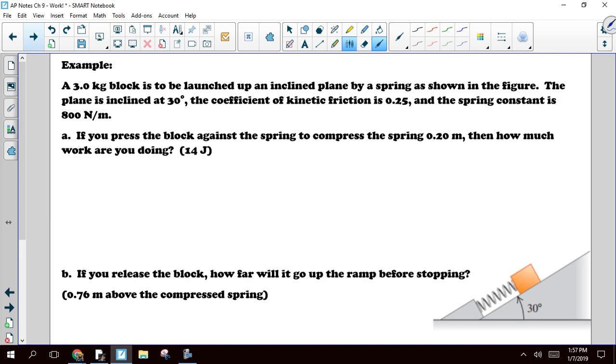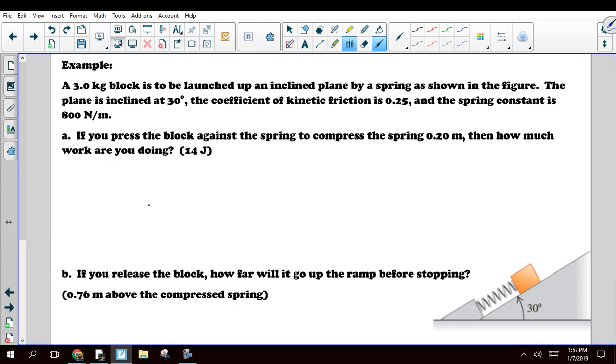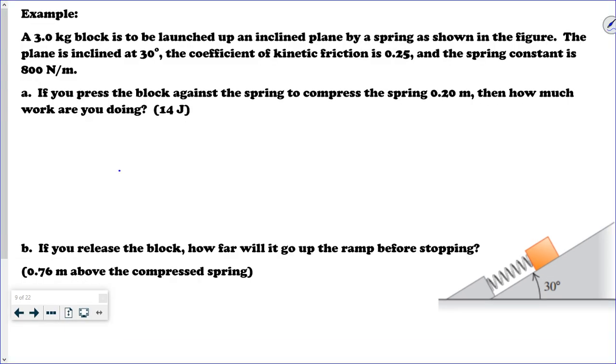All right. Okay, so in this example, we've got this 3 kilogram block down here. All right, and it's going to be launched up an inclined plane by a spring, as shown in the figure here. The plane is inclined at a 30-degree angle. The coefficient of kinetic friction is 0.25, and the spring constant is 800 newtons per meter. So it says if you press the block against the spring to compress the spring 0.2 meters, then how much work are you doing?